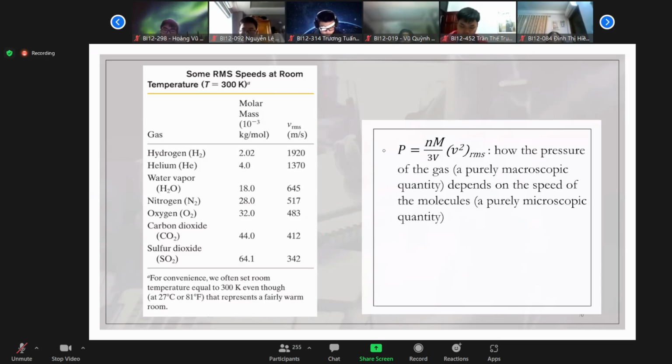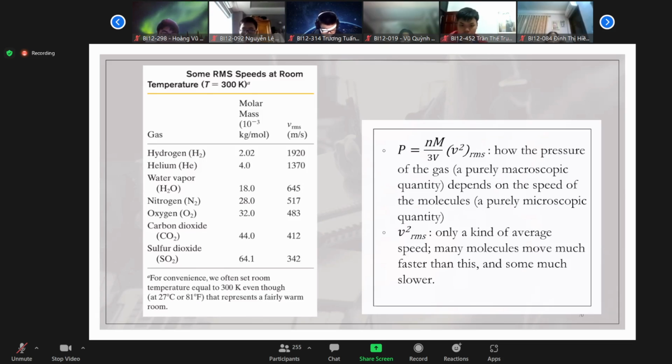So the pressure is a pure macroscopic quantity, okay? And the speed of the molecules, this is actually a pure microscopic quantity. When we consider the root mean square speed, we know that this is only a kind of average speed. We will study in the next slide that there are other average speeds of the molecules that we can consider also.